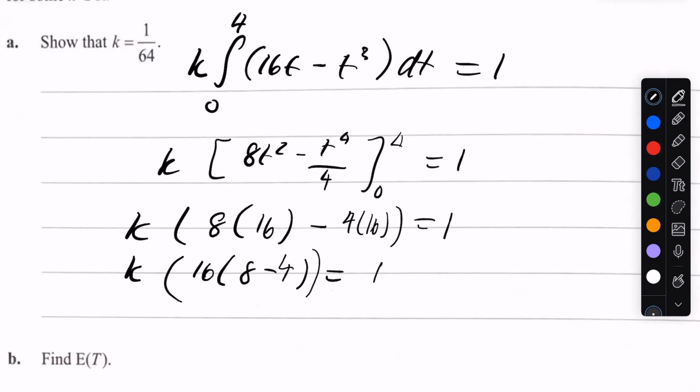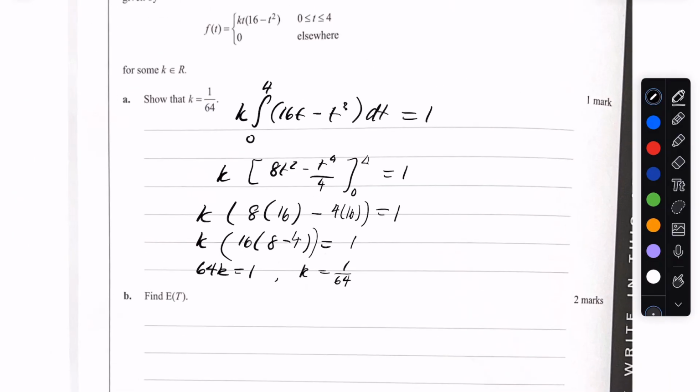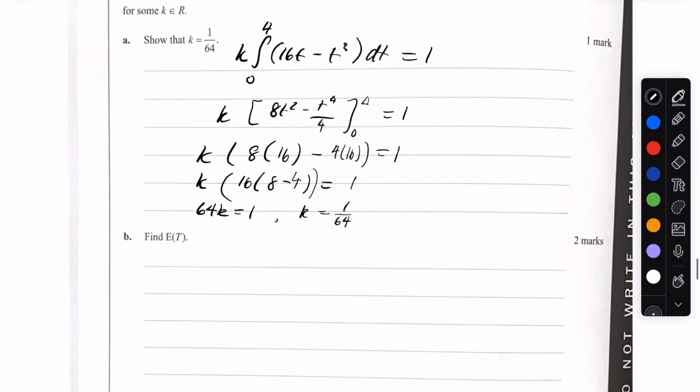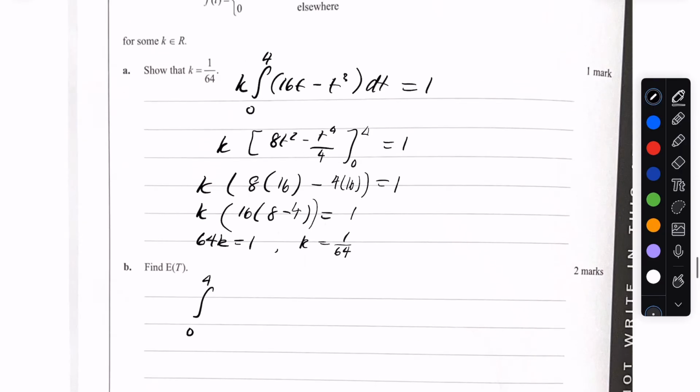And that means 64k is equal to 1. K is equal to 1 on 64. And then find the expected value. So that's just going to be the integral from 0 to 4 of x times that, or t times that.